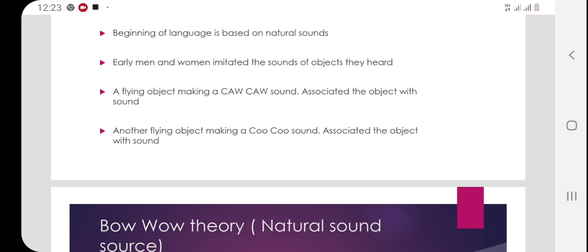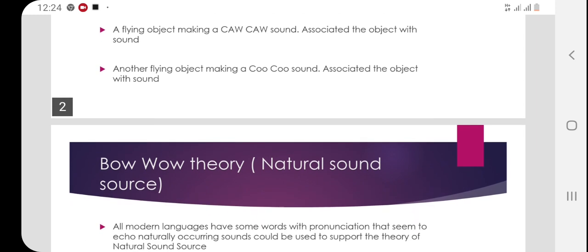Although we can say that the scope of this natural sound source is very limited. If we start saying that whatever sounds objects make become the words, then we can hardly list only 10, 20, or 30 sounds that are similar to the names of the objects. But languages have thousands of words and unlimited sentences. When there are unlimited sentences and thousands of words, we cannot find words similar to their sounds, words created according to the sounds made by objects. So the scope is very limited. There are just a few examples that we can take to explain this theory.